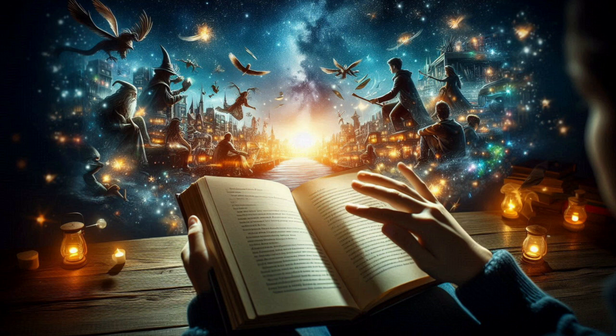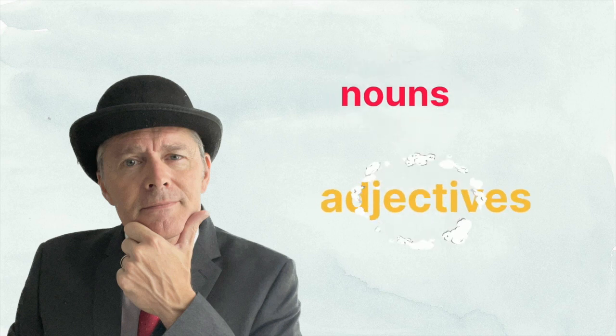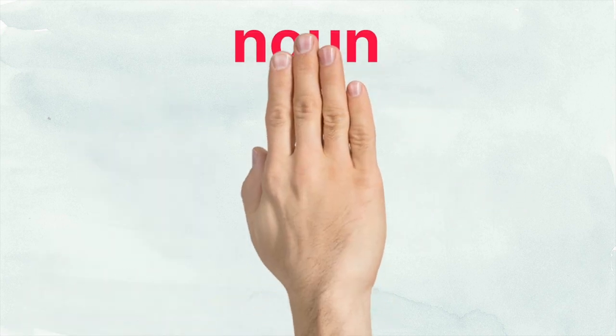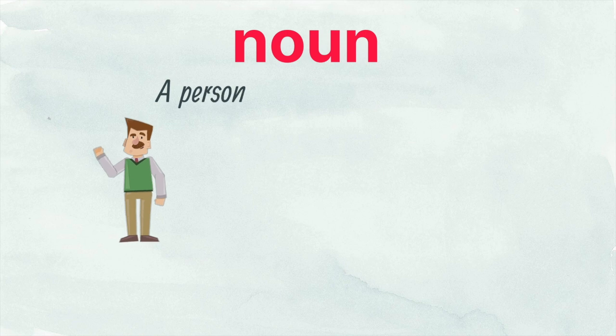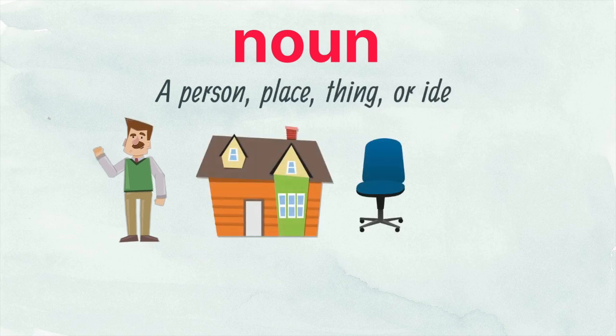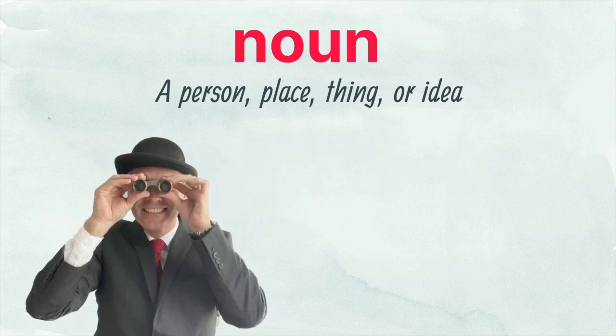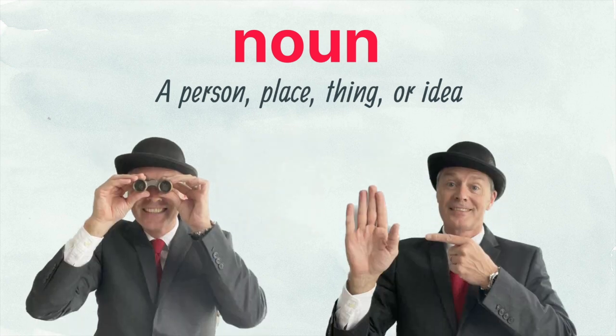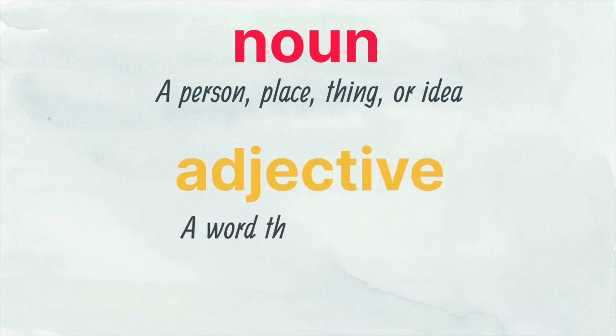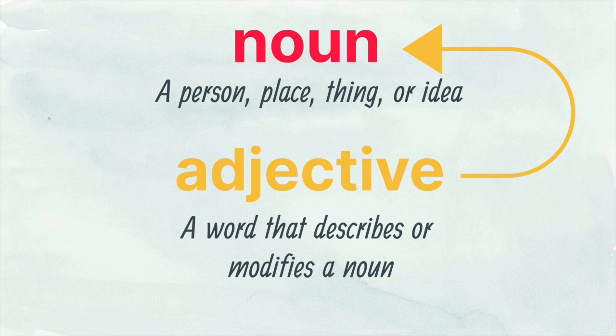But before we go into more detail, let's just check that you're happy with what nouns and adjectives are. A noun is the name of a person, a place, a thing, or an idea. Basically, everything that can be seen or touched in your setting. An adjective is a word that describes or modifies a noun. It gives more detail about what something looks, feels, sounds, or even what it smells or tastes like.